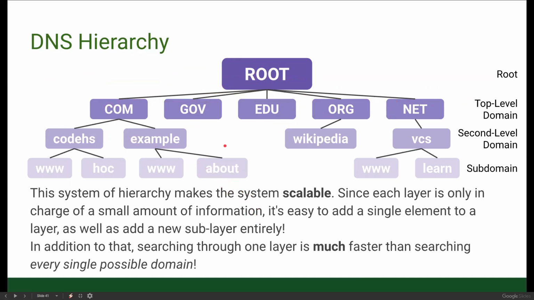In addition to that, it's way faster to search through one layer for root to find all of these different values rather than searching through every single possible domain ever. So if I want to find about.example.com, it's much faster to go down through each level rather than looking through every domain across the entire internet to find that very specific one. If we can narrow our searches, it's going to make finding happen a lot more quickly.